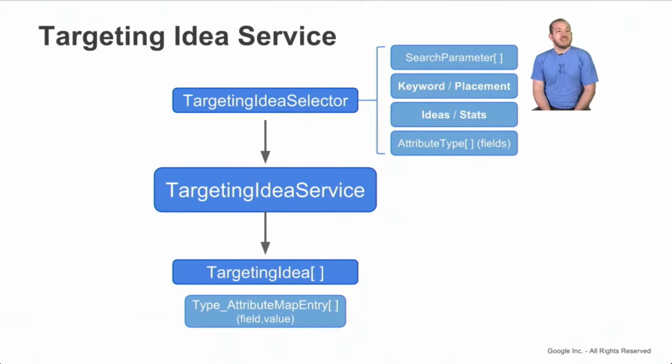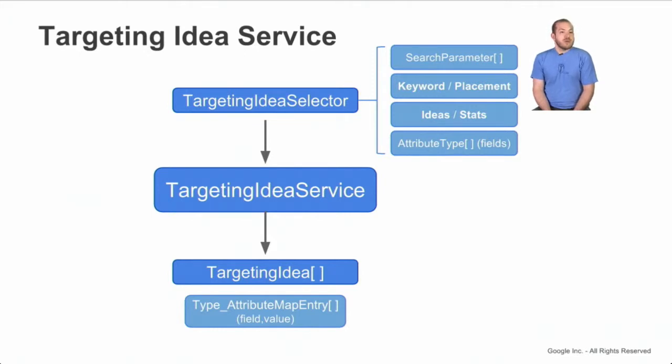First of all, let's take a look at the Targeting Idea Service. The Targeting Idea Service takes a targeting idea selector in order to configure its request. The key parts of this are search parameters, keyword or placements, specifying whether you're requesting data for keywords or placements. I believe you need to use keywords now. The latest version of the AdWords API has deprecated support for placements in this service.